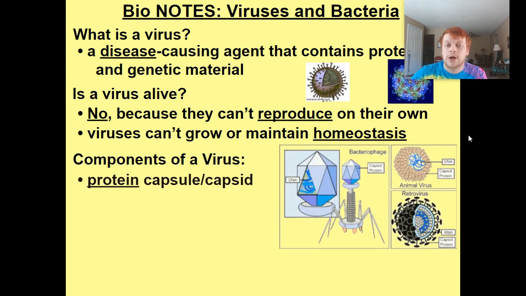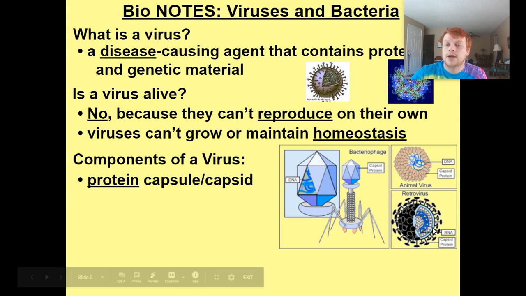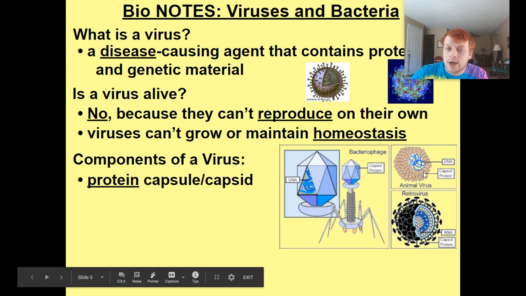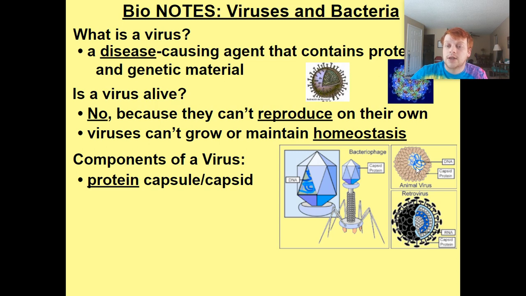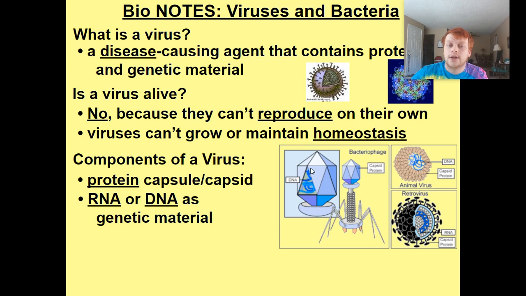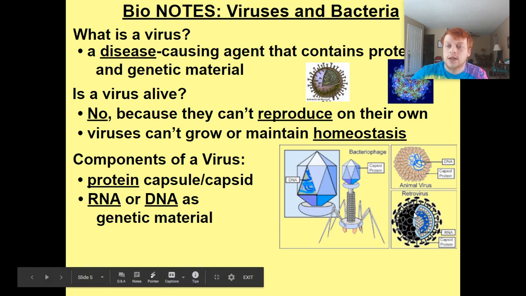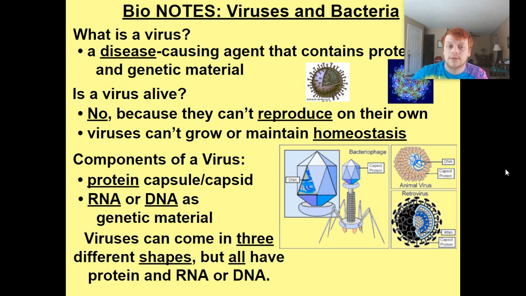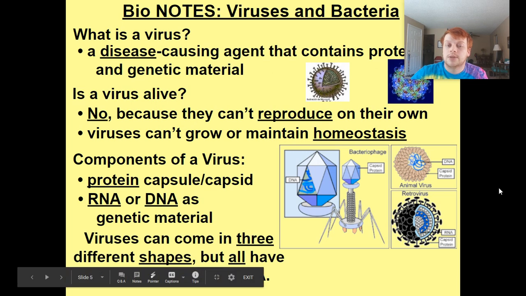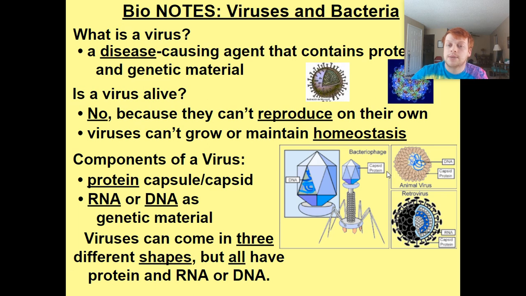Viruses have a couple of key parts. The first is the protein, which forms a capsule or capsid around the genetic material. So these are the three types of viruses. You have a bacteriophage, animal virus, and a retrovirus. You can see on each of them, there's a covering around the DNA. That covering is your capsid, which is the protein. And then they also have either DNA or RNA, and sometimes both. So again, they come in 3 different shapes, but all of them have the same key parts: a capsid and genetic material.